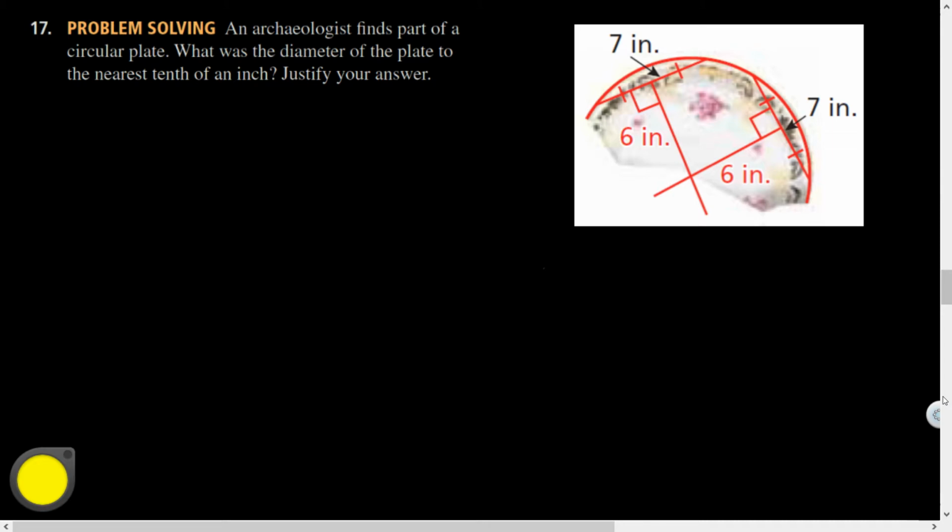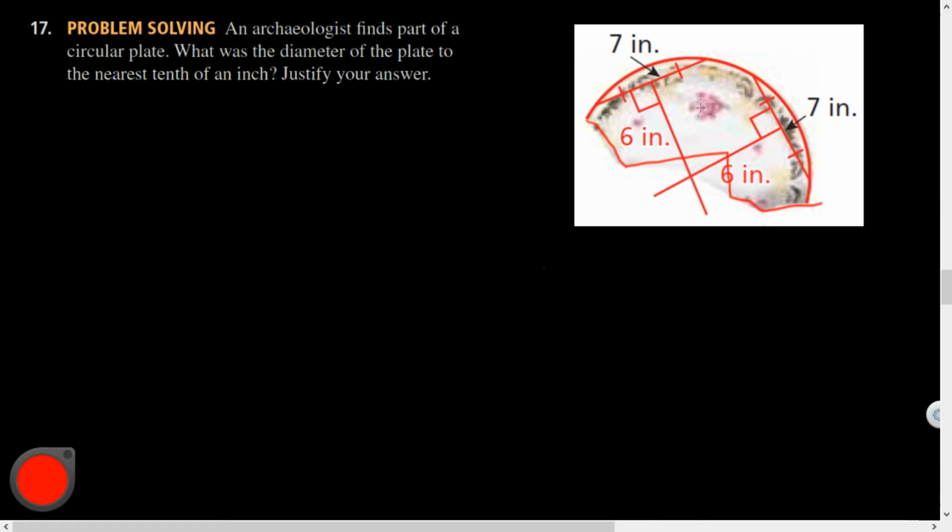So an archaeologist finds a part of a circular plate. What was the diameter of the plate to the nearest tenth of an inch? What we might have a hard time seeing in my image is that this plate might be broken, and I don't know where the center of this broken piece is. Maybe it's even broken worse than that.